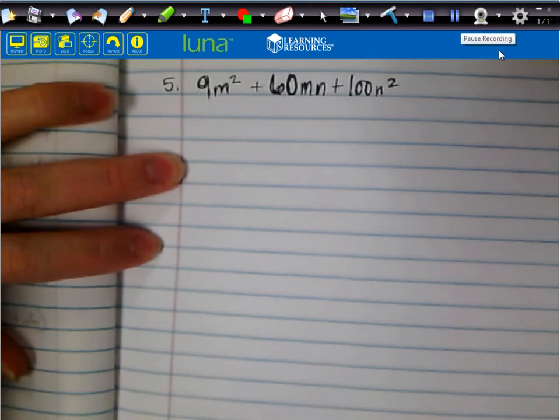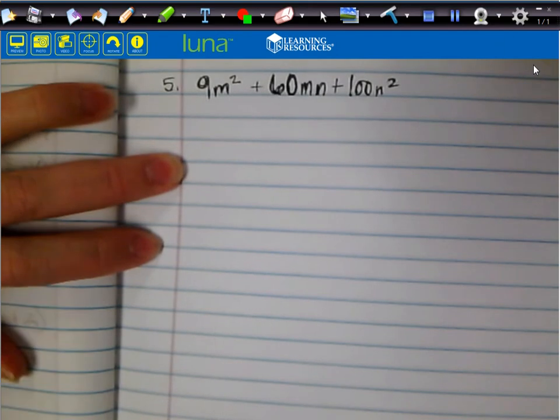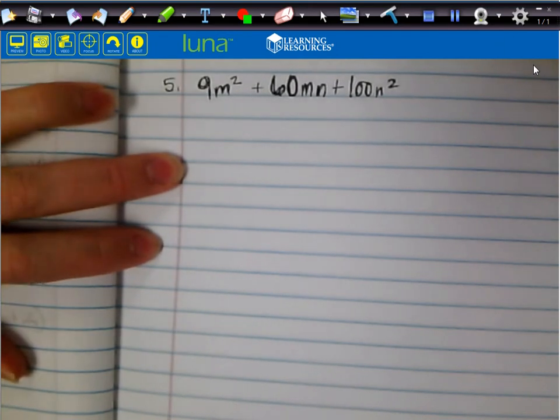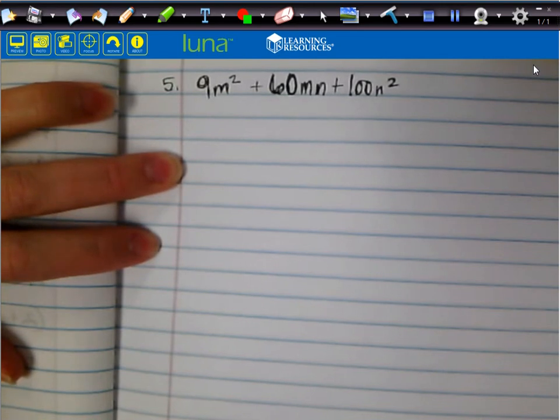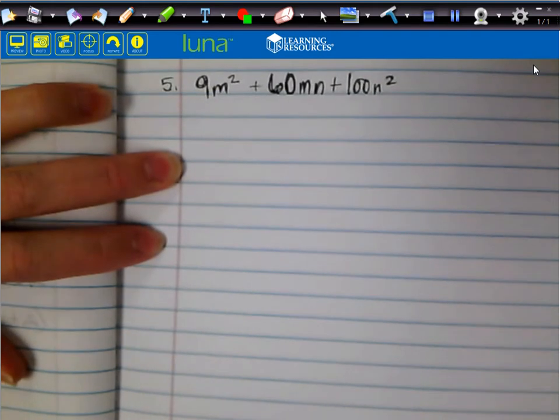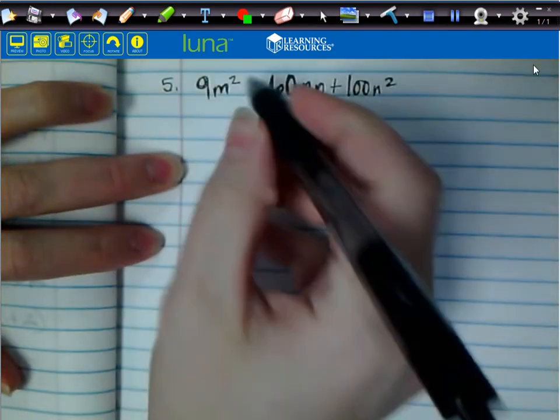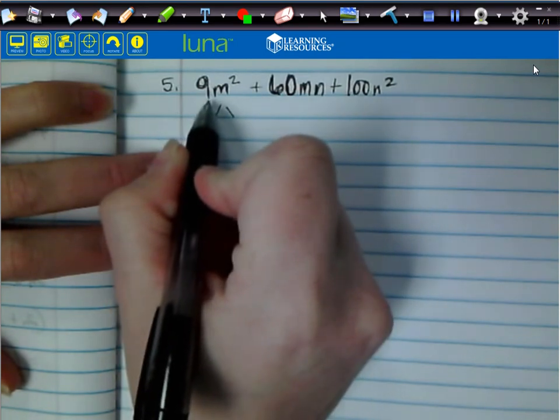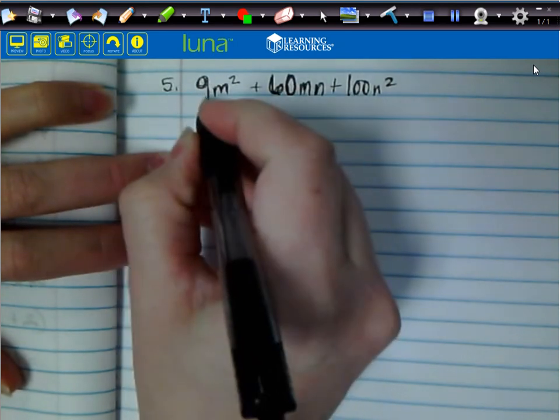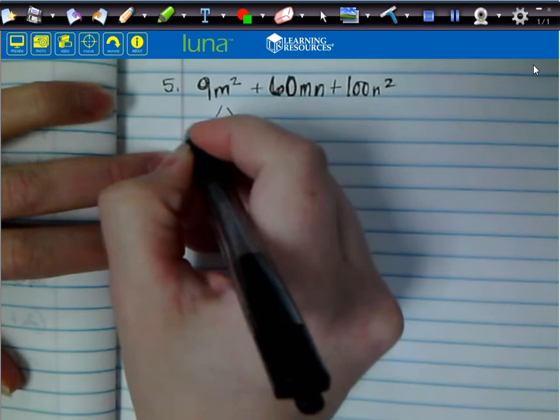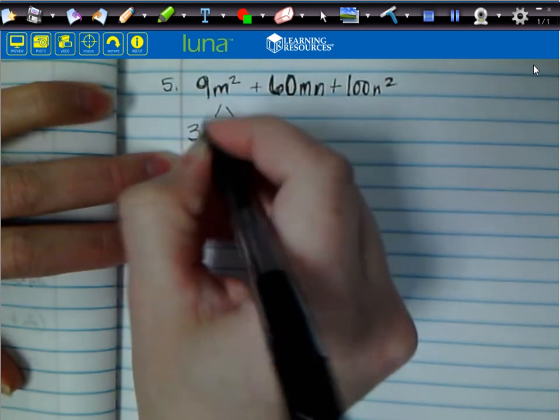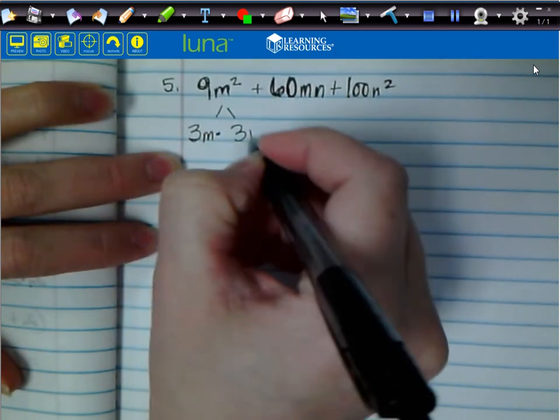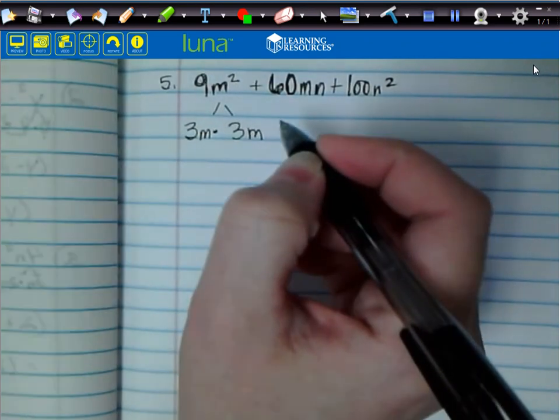All right, go ahead and write down number 5. It's 9m squared plus 60mn plus 100n squared. Now we have to look at our perfect squares here and realize that m squared is a perfect square, but also the number in front of the m has to be a perfect square, and 9 is a perfect square. So when I break this down, 9 is 3 times 3, and m squared is m times m. So it's 3m times 3m.